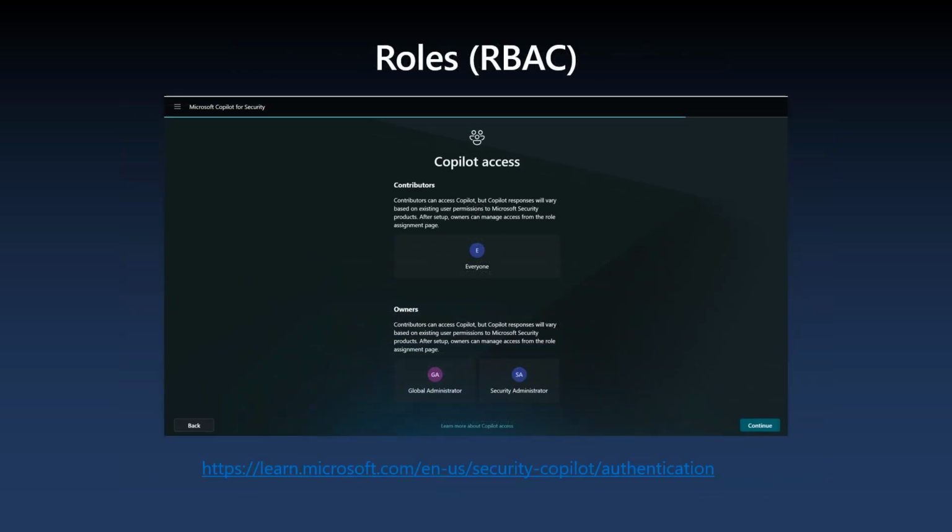In terms of role-based access controls, privileged roles, there are 2 roles, Copilot Owner and Copilot Contributor. By default, all users in the Microsoft Entra tenant are given Copilot Contributor access. This can be changed at a later date within the settings. The following Microsoft Entra roles automatically inherit Copilot Owner access, and that is Security Administrator and Global Administrator, and there's a URL at the bottom of the page.